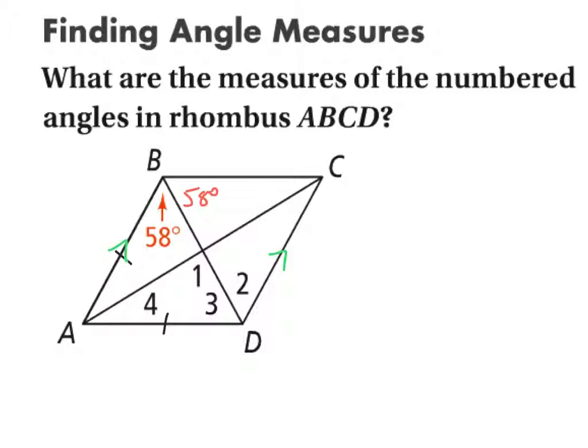So, all that being said, we have now said that the measure of angle 2 is 58 degrees. The measure of angle 3 is 58 degrees. We still need to find the measure of angle 1 and the measure of angle 4. Any ideas? Yes, ma'am. Yes, Jessica.